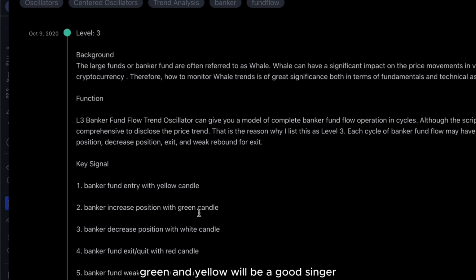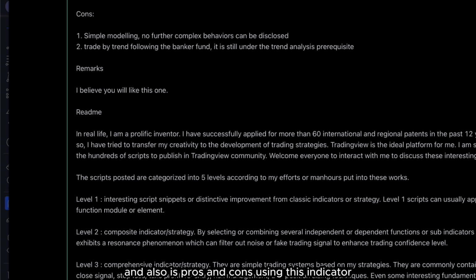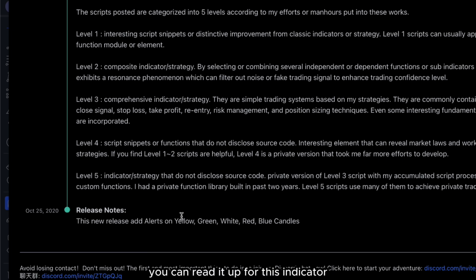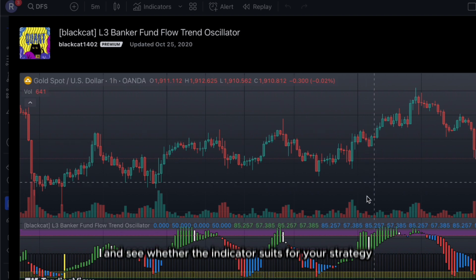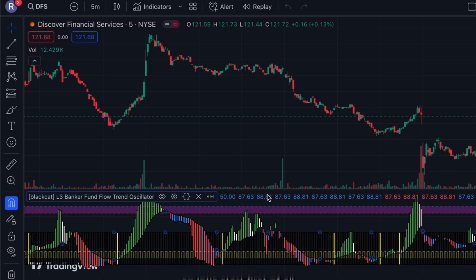Green and yellow will be a good signal, and also its pros and cons using this indicator. You can read it up for this indicator and see whether the indicator suits your strategy before you start your trade. So let's start.